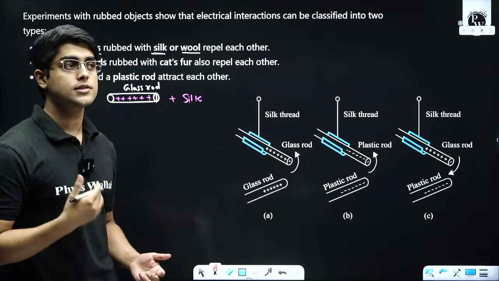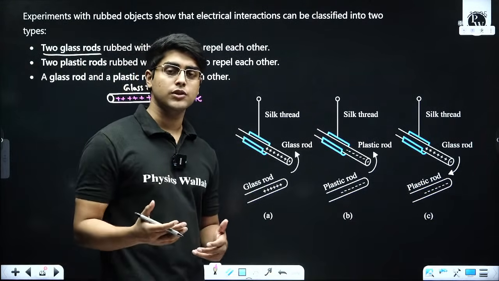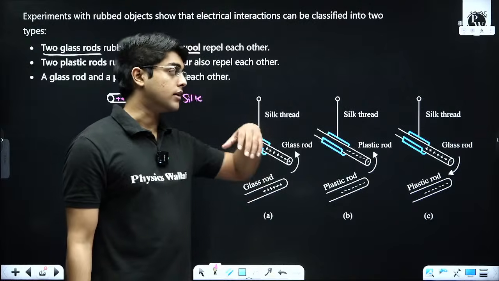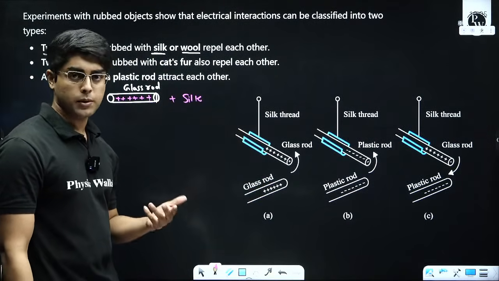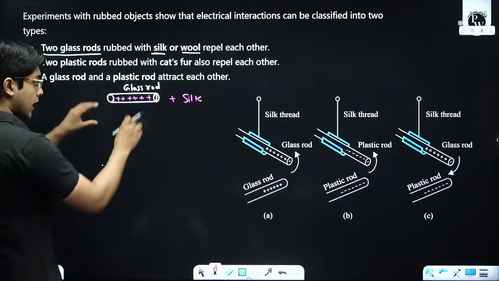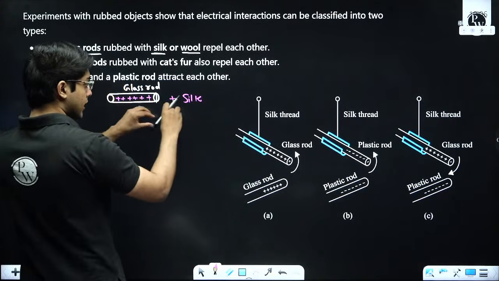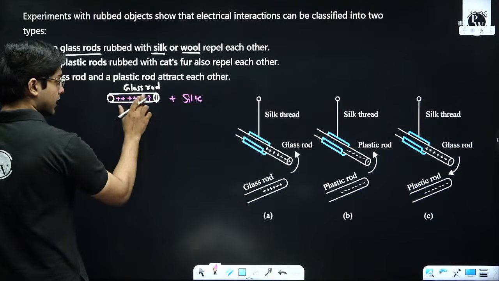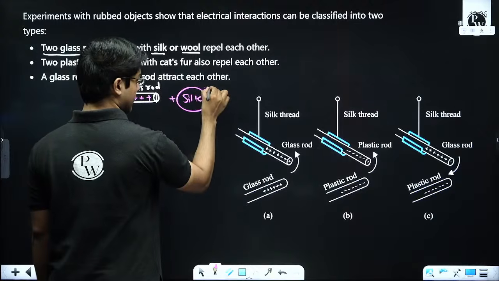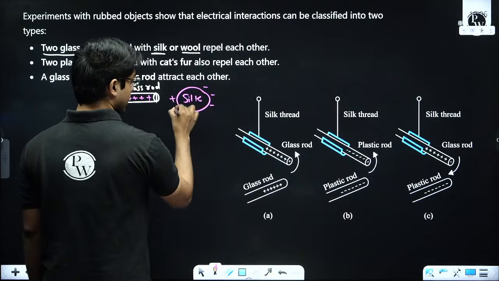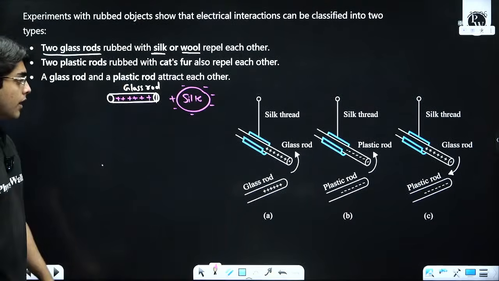Now who gains the electrons and who loses the electrons has to be experimentally determined. There's no mechanism with which we can just say that the glass rod lost its electron. We have to experimentally determine it. So the glass rod ends up losing its electron to silk, which means the glass rod will become positively charged and the silk cloth will become negatively charged.